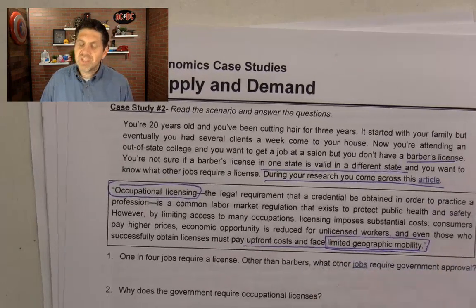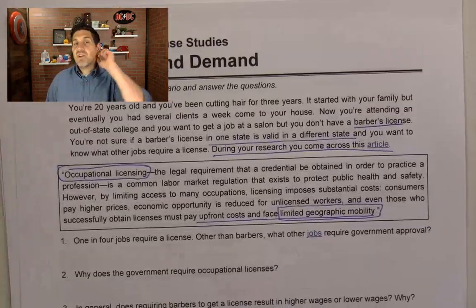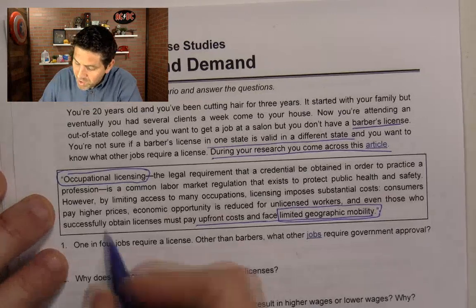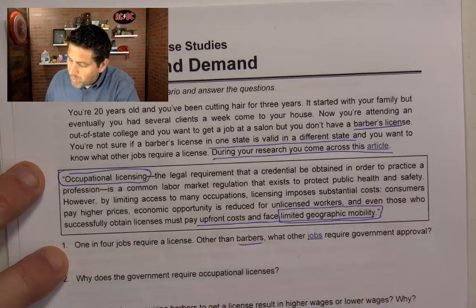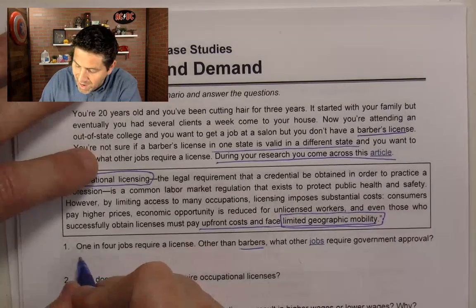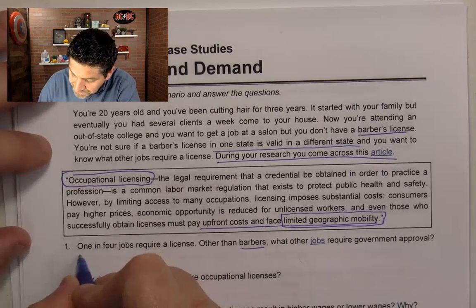Well, let's answer some of these questions. Now, I'm taking you guys off the screen, and let's answer these, but I still can hear you. So jump on board. Here we go. 1 in 4 jobs in the U.S. require a license. Other than barbers, what are some jobs that require government approval? All right, let's name at least 6 of these. So let's go. Ready, go.